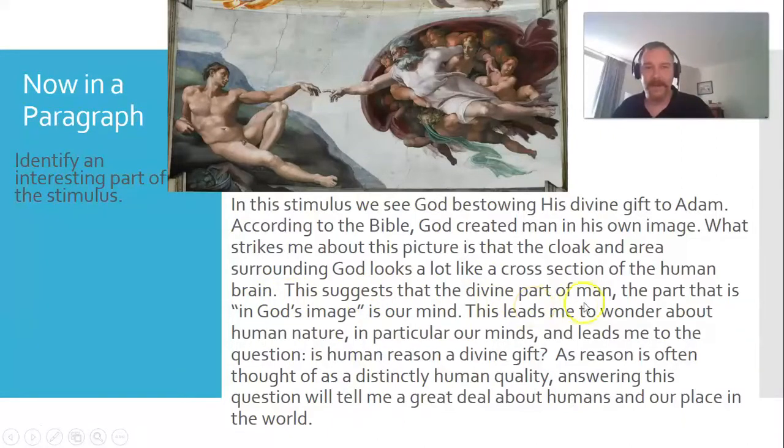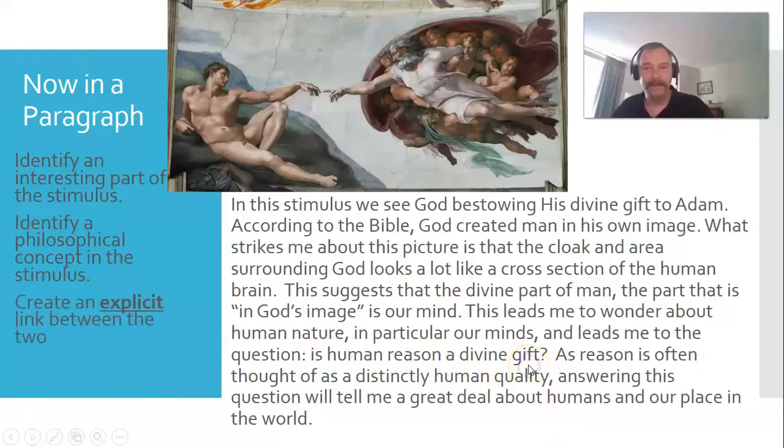This suggests that the divine part of man, the part that is in God's image, is our mind. This leads me to wonder about human nature, in particular our minds. Ding, a philosophical concept. And leads me to question, is human reason a divine gift? Ding, I have now made an explicit link between the two in the form of a question.